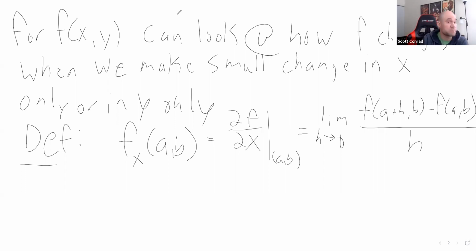So that's the partial with respect to x, f sub x. The partial with respect to y is exactly the same thing, except, well, the opposite. We leave x fixed and we change y by a little bit. So that's f sub y, or df dy with the fancy d's at (a, b).